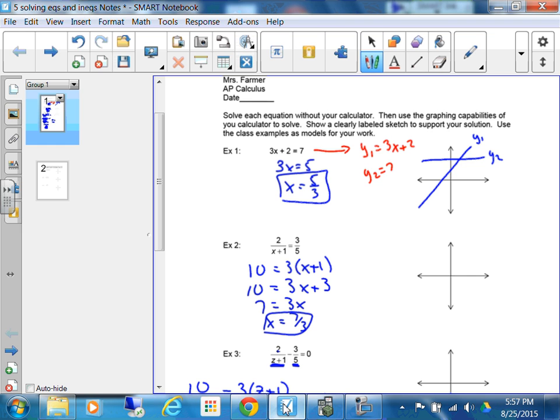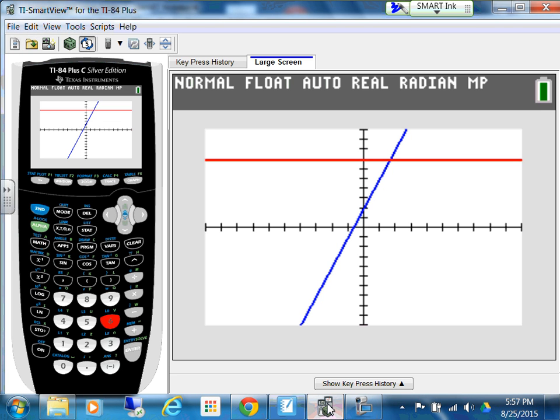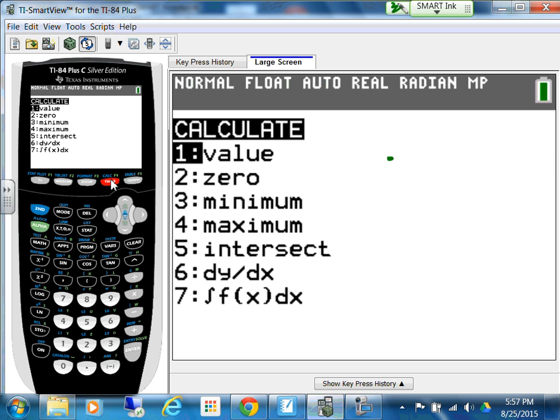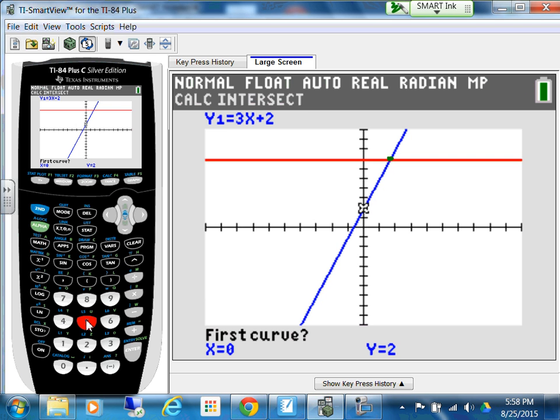Okay? And then to find the actual solution, you want to find this point of intersection right here. So that is second trace or CALC. And number 5, intersect. Notice that it asks you a question, first curve. You want to make sure that the first curve is y1 and say yes or enter. And then it asks second curve, make sure it says y2 and enter. And then it asks you to make a guess.